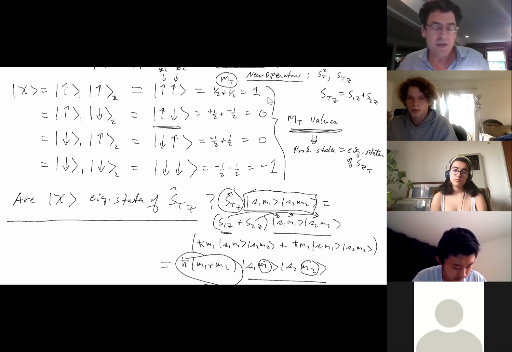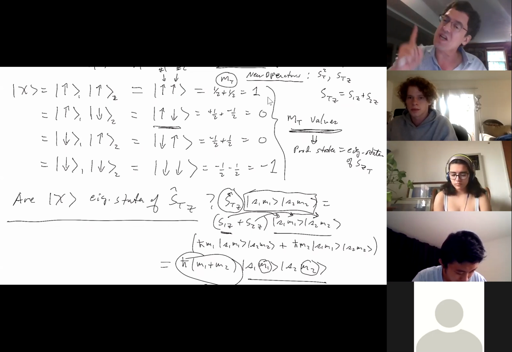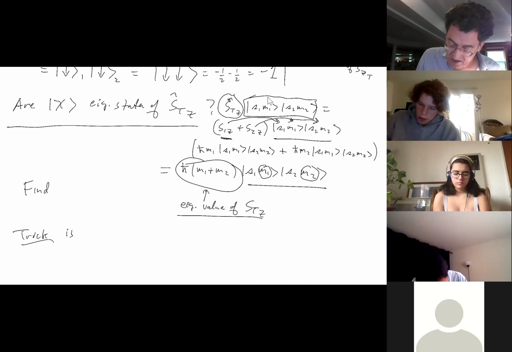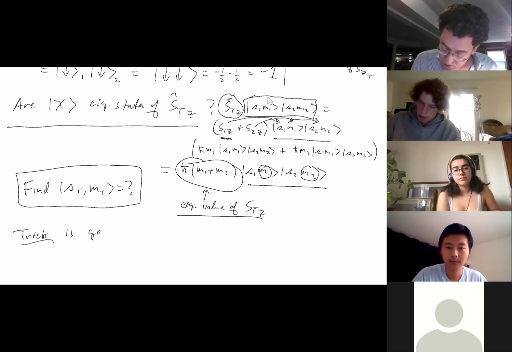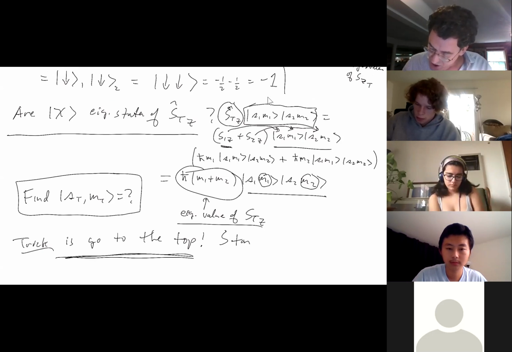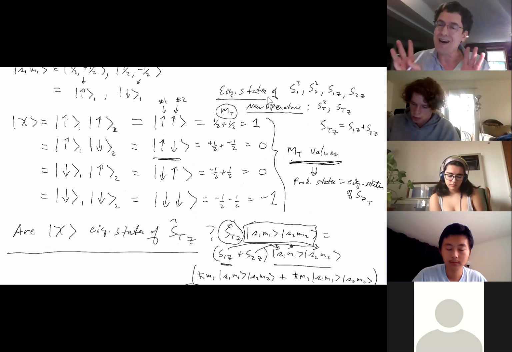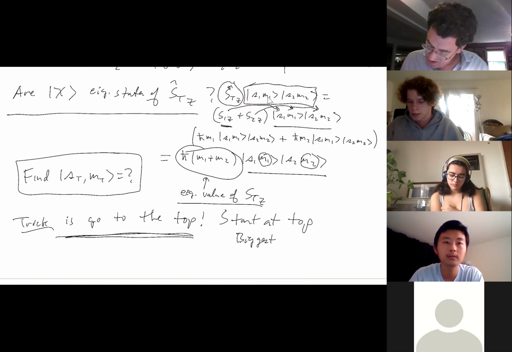Okay, so there's a trick, and the trick is to go to the top. We always do this, go to the top state. Remember what we're trying to do is we're trying to find S total, M total equals what? We're trying to find these guys, the total angular momentum eigenstates. How do we find them? The trick is start at the top. And in this case, when I say the top, I mean the product state with the most S sub Z, so the biggest M total.